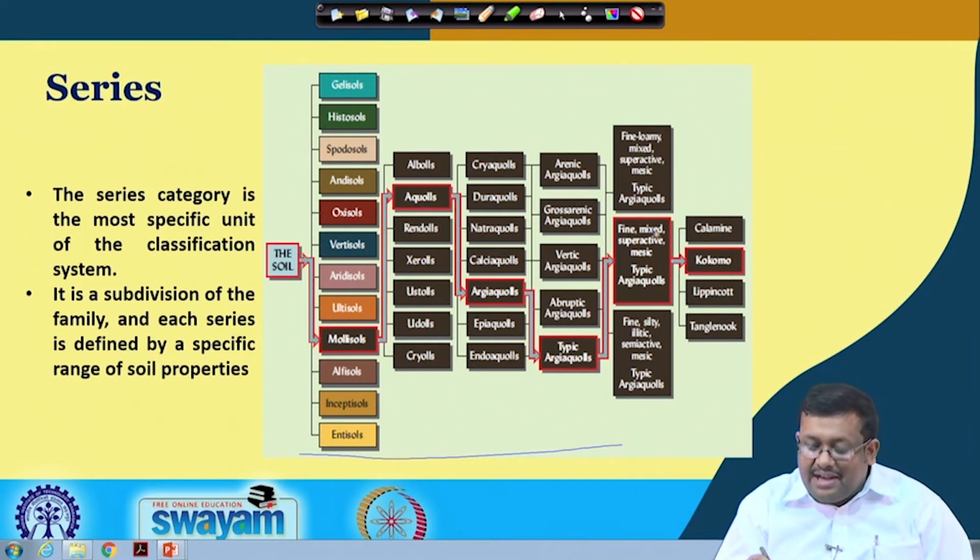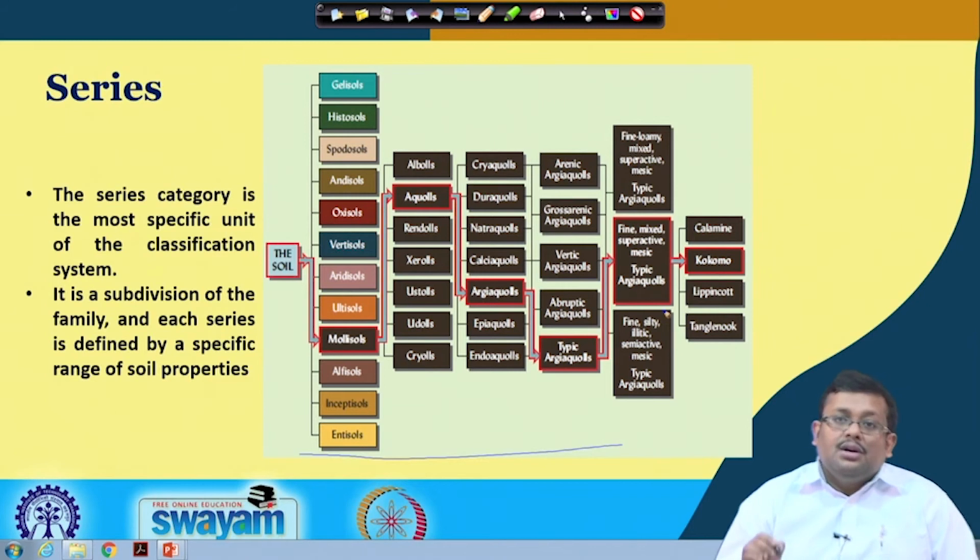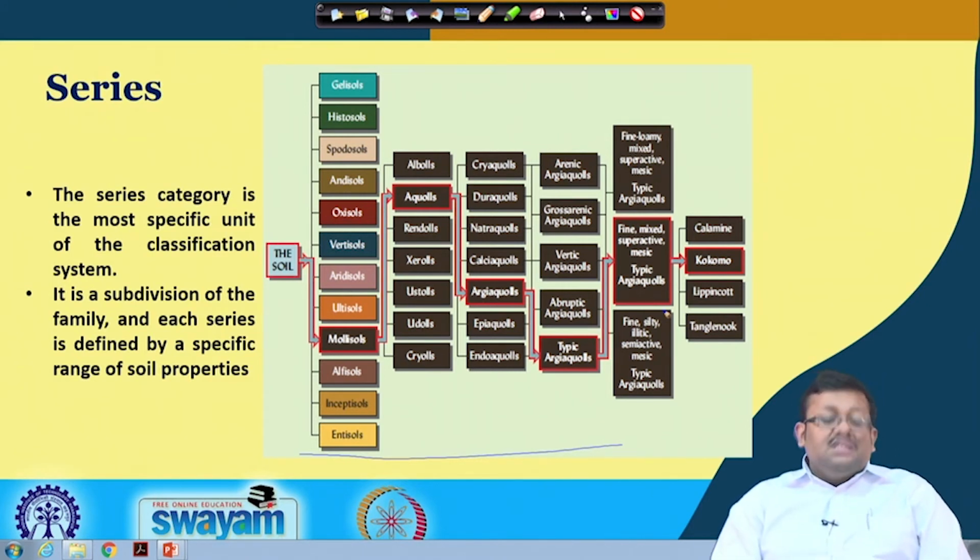For example, fine, mixed, superactive, mesic. These are characteristics, as I have already told you, of a family name. And then Typic is basically typifying the Argiaquolls great group. So it is a subgroup, Typic Argiaquolls, and then Argiaquolls is the great group which is showing the presence of argillic horizons. Aquolls is the suborder which is showing the presence of aquic moisture regime, and oll basically shows the soil order, that is Mollisol.